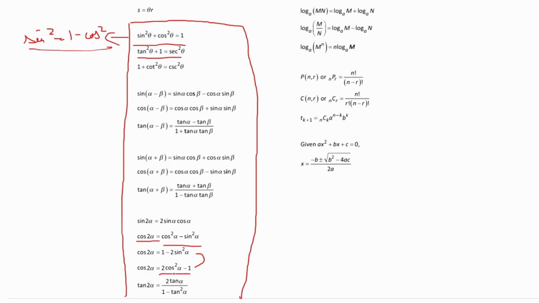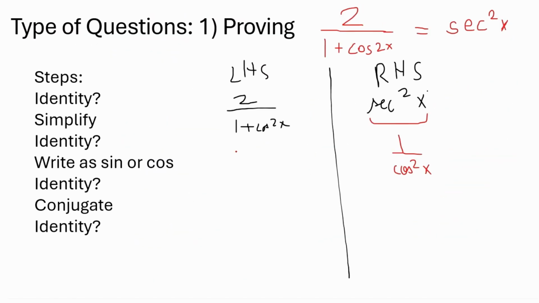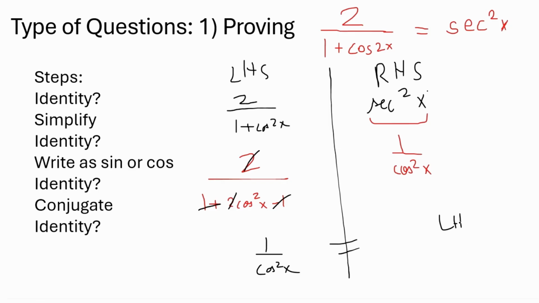Cos 2a is equal to 2 cos squared a minus 1. Let's just use that. So 2 over 1 plus 2 cos squared x minus 1. Okay. And now what do we see? The 1 and 1 cancel out. We're left with 2 over 2 cos squared x. The 2 and 2 cancel out. Voila. It's that easy.